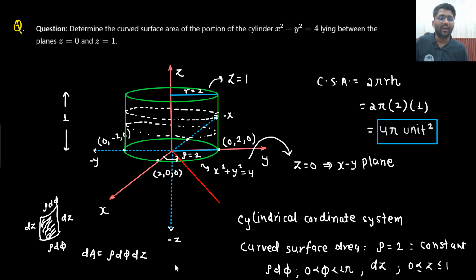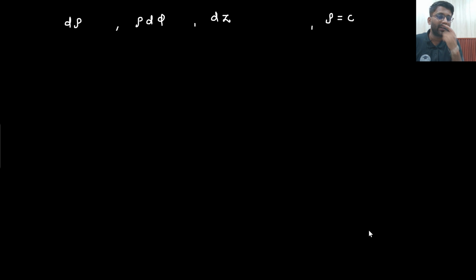Sir, in the examination, how will I be able to think this much? With practice, you will be able to think. Other thing is that on this curved surface, who is constant? Rho is constant, no? In the direction of rho, how much do I work? d rho. In the direction of phi, rho d phi. In the direction of z, dz. On the curved surface, rho is constant. What do I need to care about? The surface area. So if rho is constant, apart from rho, which two coordinates are left? These two are left. So this will be my surface area.